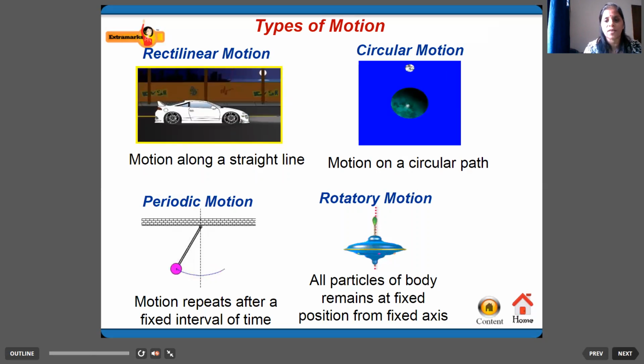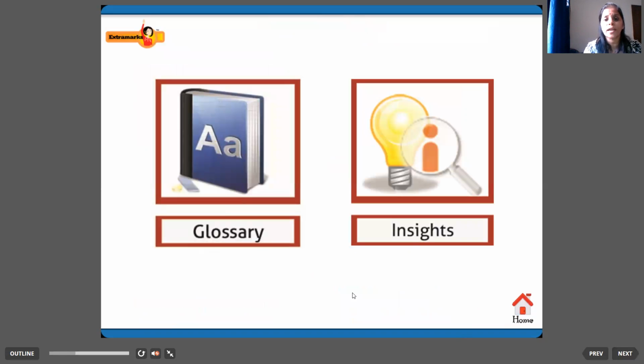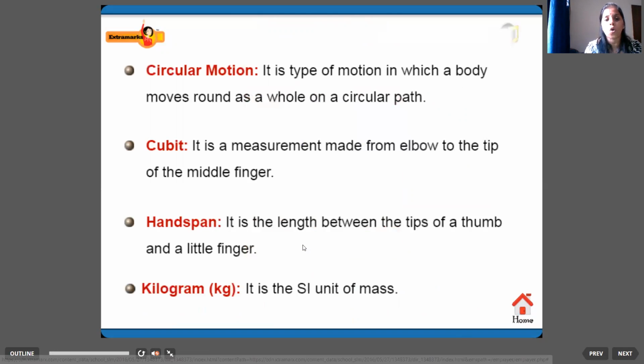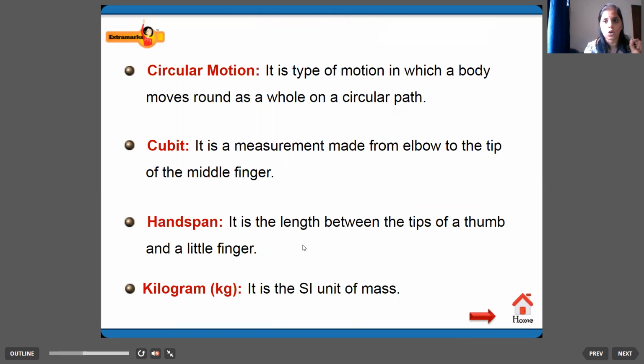I hope you all would have understood the chapter. Now, the important terms of the chapter, I request all of you to please open your classwork notebook and write all these terms in your notebook. Circular motion is a type of motion in which a body moves round as a whole on a circular path. I think all of you are clear. That means the whole body is moving in a circular path.